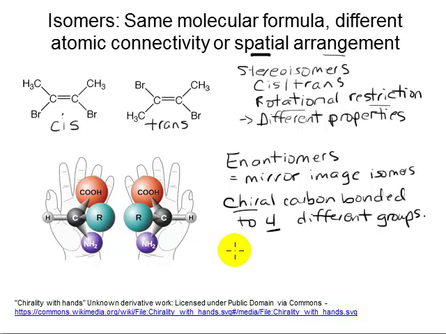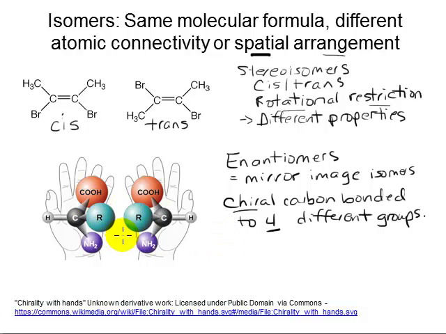The classic example of non-superimposable mirror images is your right and your left hand. There's no way that you can turn or rotate your hands in such a way that they are oriented the same way in space and superimpose on one another. Enantiomers are the same exact idea at the molecular level.